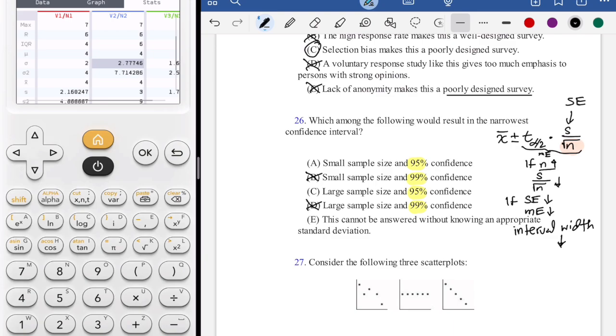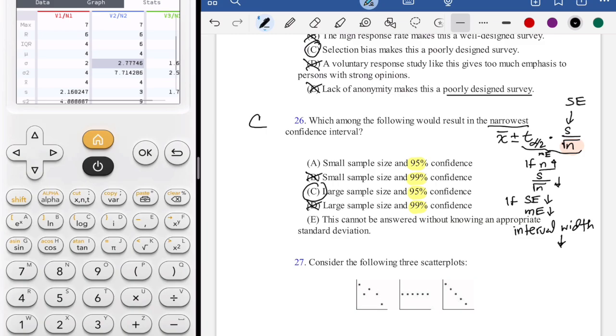So between small sample size and large sample size, if I want to have a narrower interval, I'm going to want the one that's got the lower confidence level and also a larger sample size. And that's really just knowledge of the formulas. And again, you go to the reference sheet. Those formulas are there. You just got to make use of them.